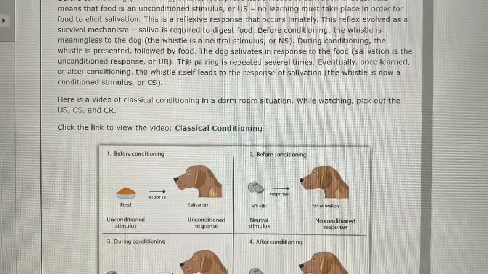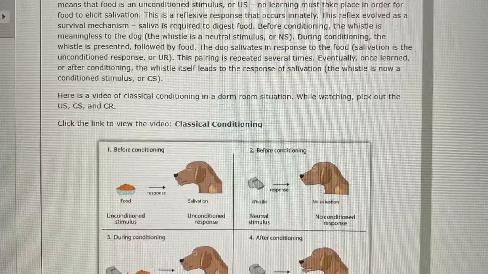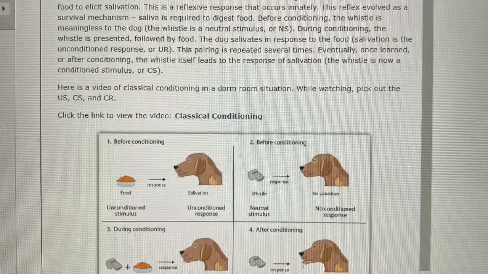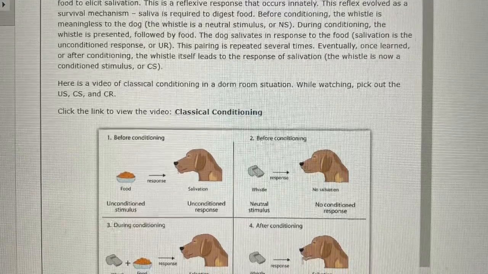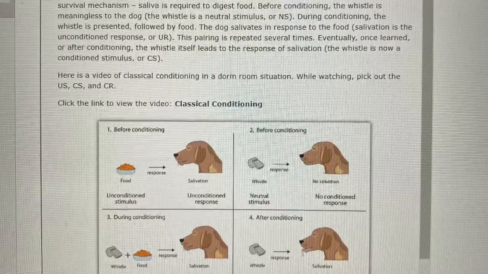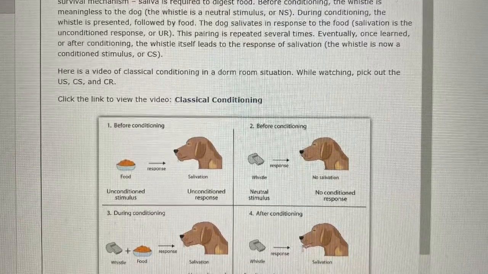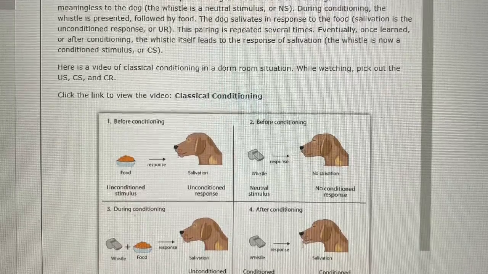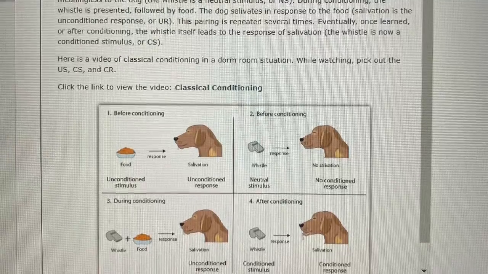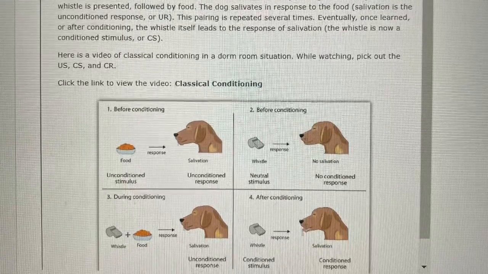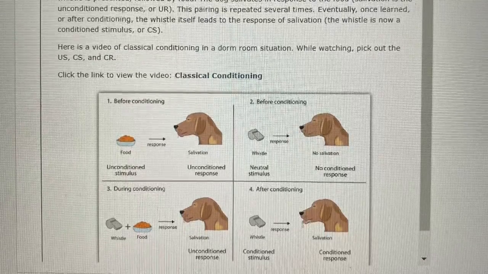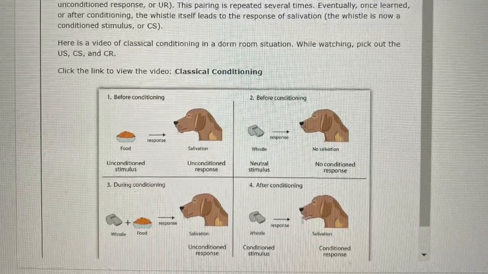Before conditioning, the whistle is meaningless to the dog. The whistle is a neutral stimulus, or NS. During conditioning, the whistle is presented, followed by food. The dog salivates in response to the food. Salivation is the unconditioned response, or UR. This pairing is repeated several times. Eventually, once learned, or after conditioning, the whistle itself leads to the response of salivation. The whistle is now a conditioned stimulus, or CS. There's a video attached about classical conditioning.